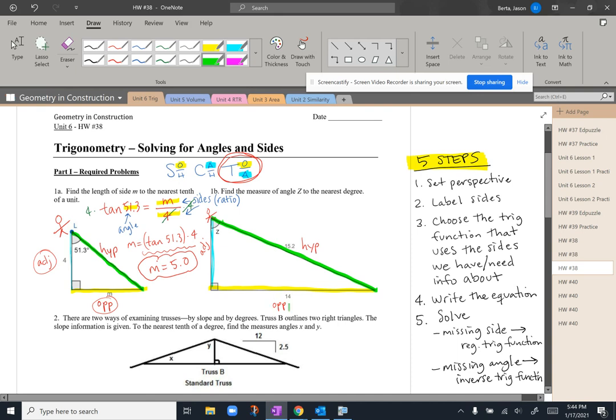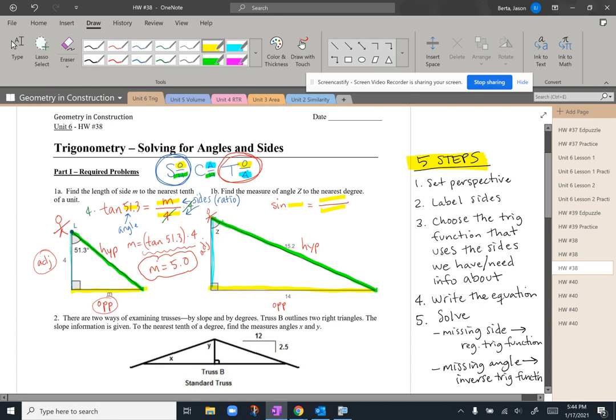Well, we know something about the opposite and something about the hypotenuse. So I'm going to use sine for this one, right? That's the trig function whose ratio is opposite over hypotenuse. Okay? Once I've chosen which trig function to use, I'm going to fill in the equation. Remember, sine of something will equal a ratio of two sides.